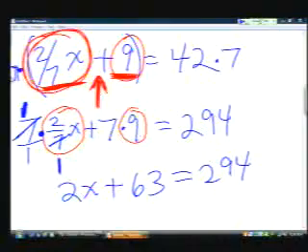And so to finish this particular problem, what would you do to both sides to finish 2x plus 63 equals 294? How would you finish? What would you do next, Robert? Subtract 63 from both sides. Very good. This is just almost boring. So you subtract 63 from both sides, and then the very last thing you would do is what, Rachel?